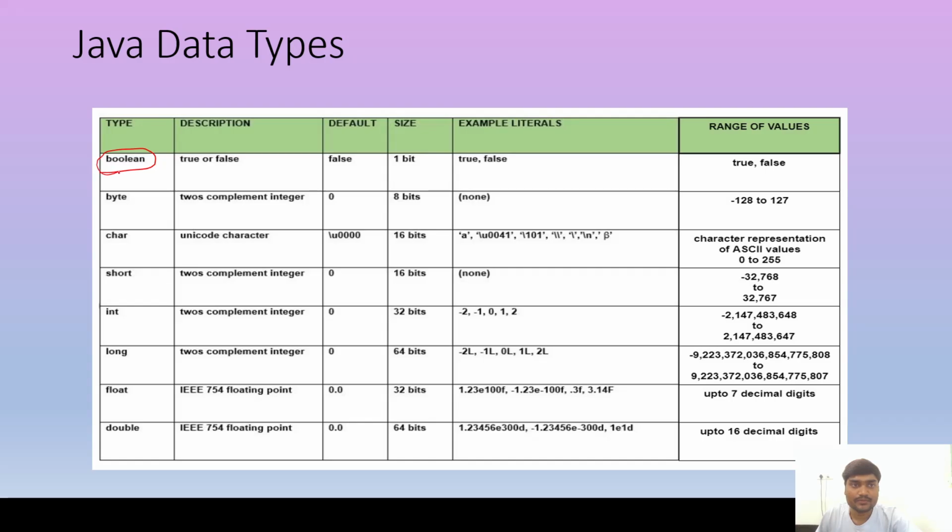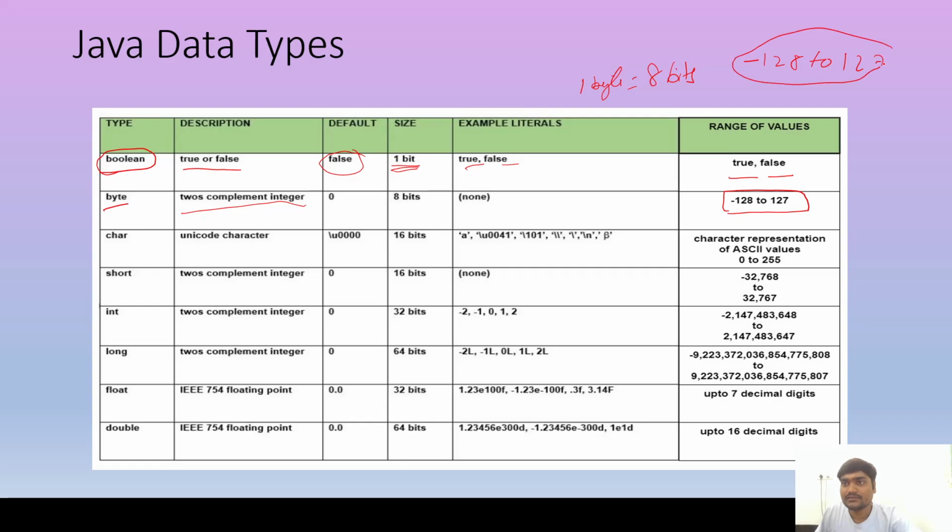Here, the first type is Boolean, whose values are true or false. The default value is false, and its size is 1 bit. Now, 1 byte is equal to 8 bits. So the Boolean variable is of size 1 bit, and it can be true or false, and the range of values is true or false. Now the byte is nothing but a 2's complement integer that ranges from minus 128 to 127.